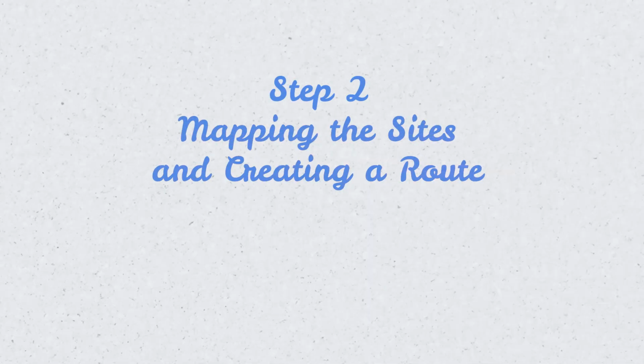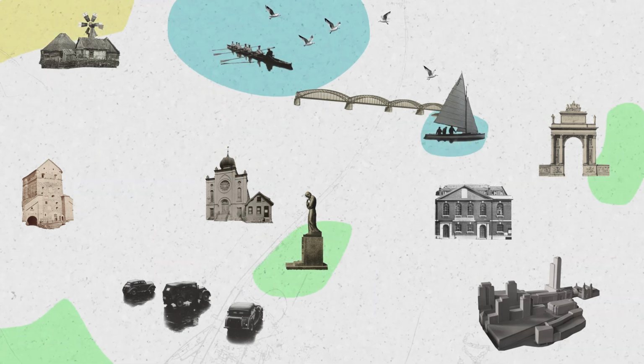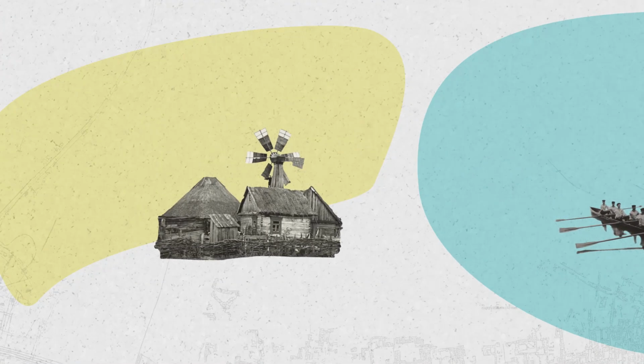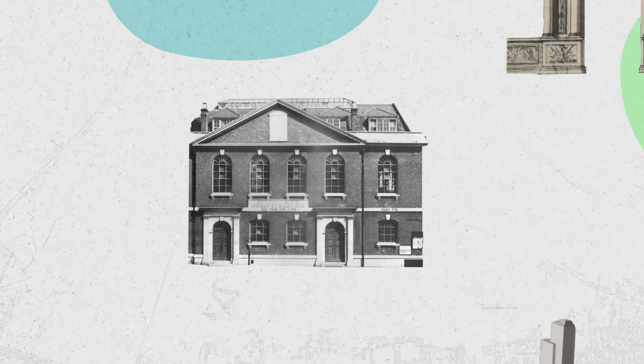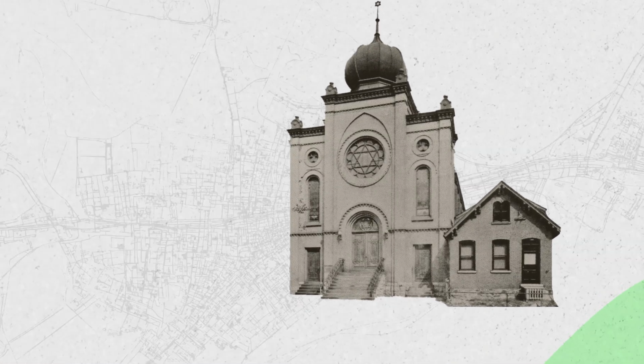Step 2. Mapping the sites and creating a route. Now, you can identify the sites you want to include and create a tour route. A site can be a house where someone lived, a school that someone went to, or a synagogue, a street, or any place relevant to your story.